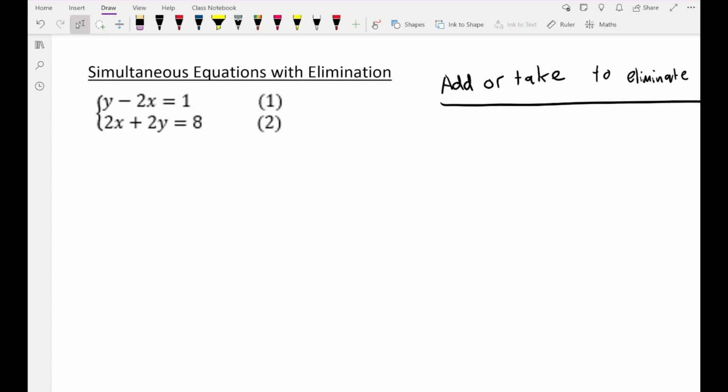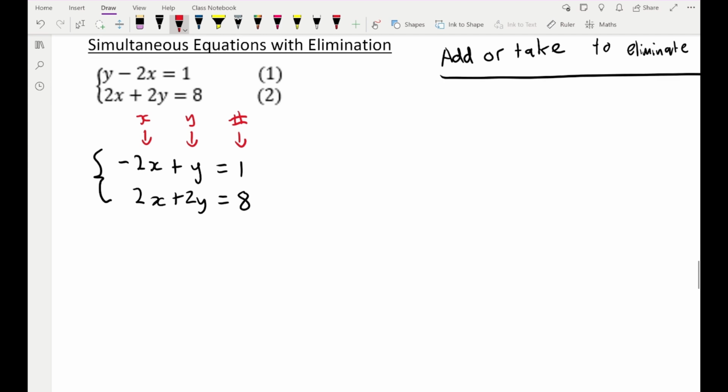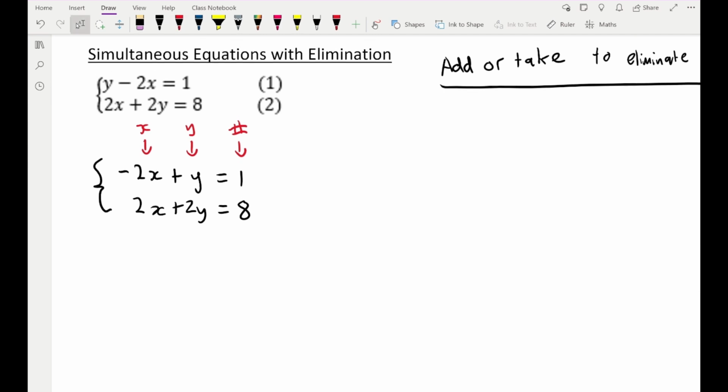So first thing we want to do with this equation is we want to write it in the same format. So I'm going to write this with my x's first, so minus 2x plus y equals 1. That top one would become that. And the bottom one should stay the same, 2x plus 2y equals 8. Now I'm hoping you can see this has helped us line up. So x's go down there, y's go down there, and numbers just on their own go on the end there. So this is the idea, you always want to write it like that. Okay, so this is still called equation 1. And this is still called equation 2.